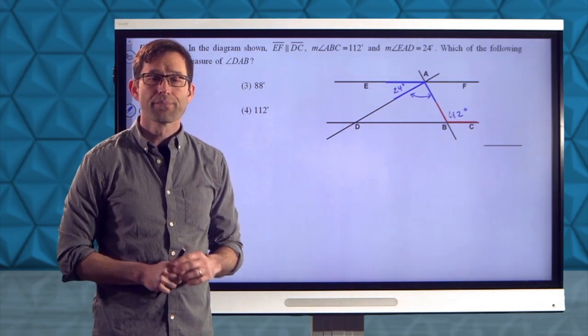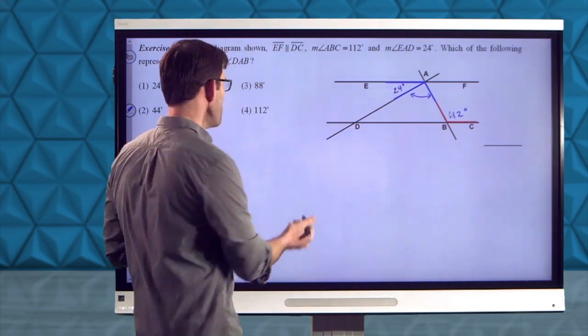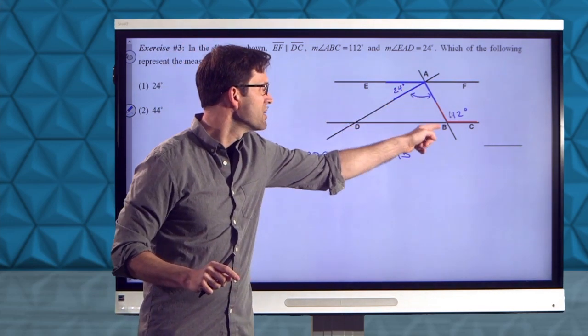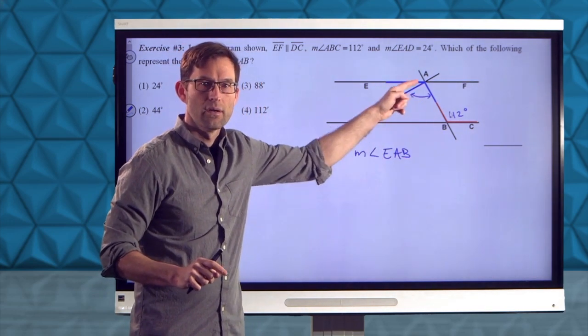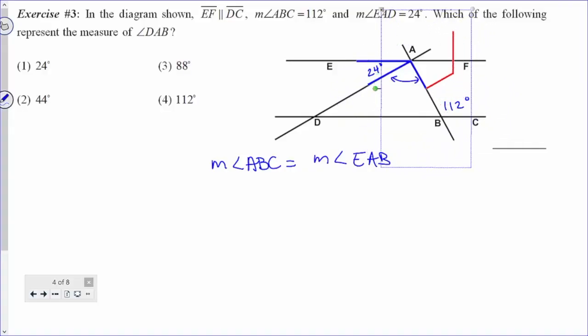Now, how do I find it? Well, the key here is that the measure of angle ABC, maybe I'll write this down, must be equal to the measure of angle EAB. Let's make sure we know which one EAB is, right? That's this angle right here. Okay? And again, you can see that pretty easily. They're alternate interior angles. That one just sort of rotates right up like that. Rotates right on top of it. Right? Down here 112, up here 112.